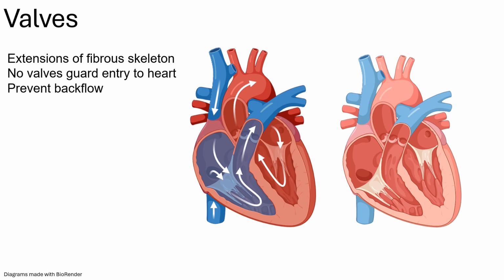The valves of the heart, all four of them, are extensions of this fibrous skeleton. And just like when you contract your bicep, pulling your lower arm to your upper arm, as the myocardium contracts, it pulls on that fibrous skeleton, and this is what causes the opening and closing of the valves. The purpose of any valve is to prevent backflow.